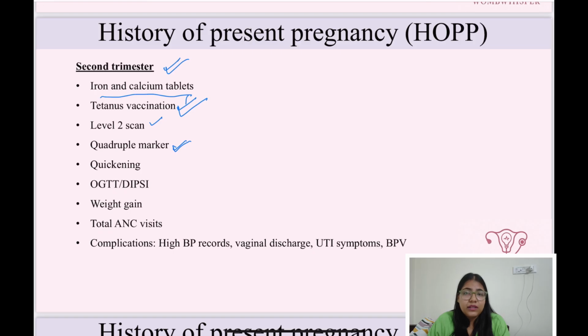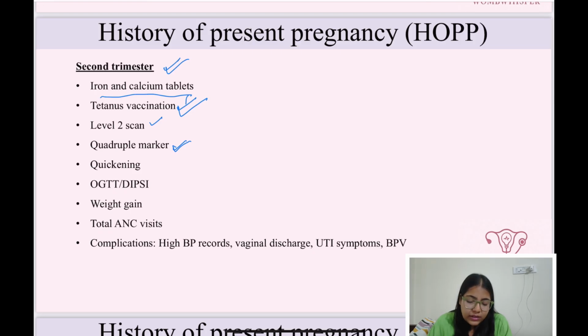And what may be the blood test following that, you may tell it may be quadruple marker, or what may be the blood test following 3rd month scan, you may tell it may be dual marker, for aneuploidy screening, like most common is Down syndrome.